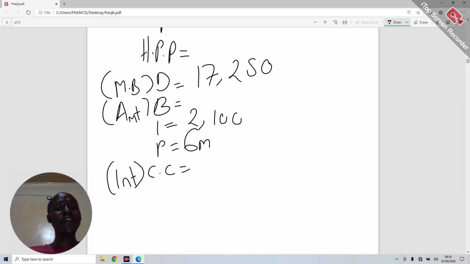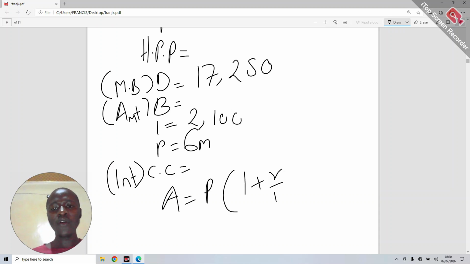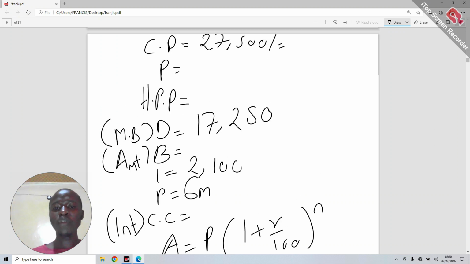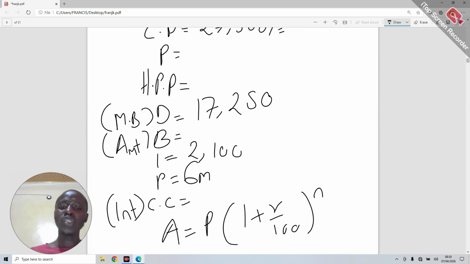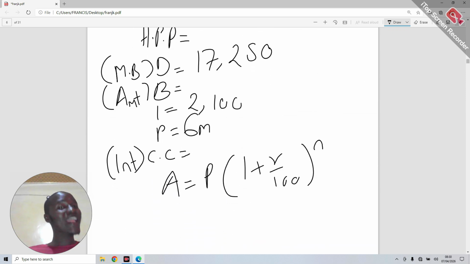With the formula I've given you, that amount is equal to principal into 1 plus r over 100 power n, if I'm not wrong. This one is what we shall use. I told you amount is the same as balance. Then we have principal. We have rate, which they require, and we have the number of years, which is n, or the number of months, which is n.